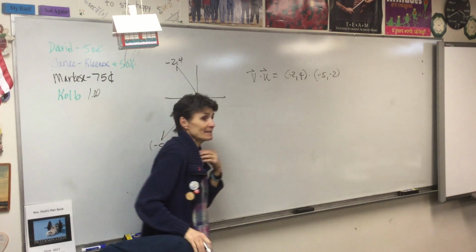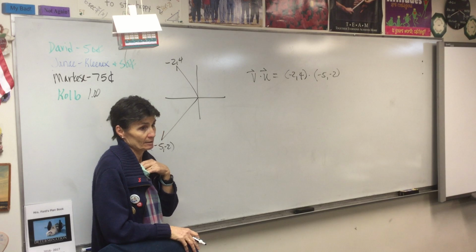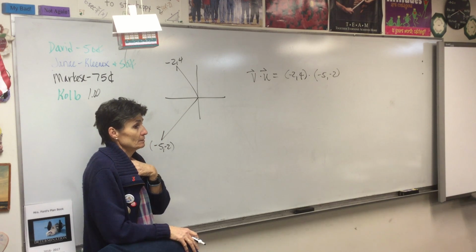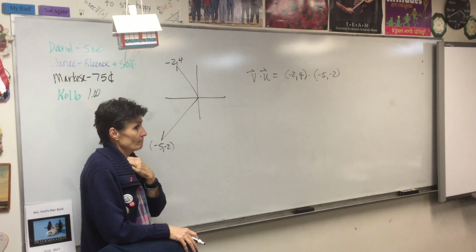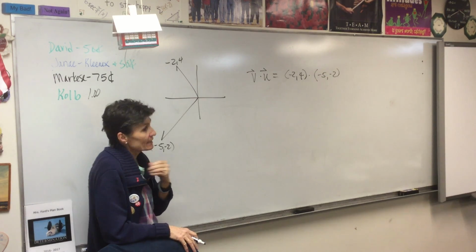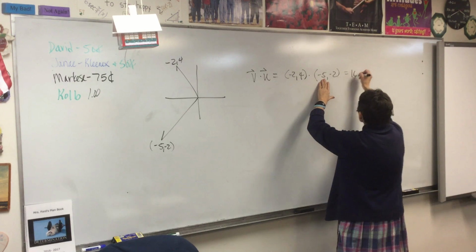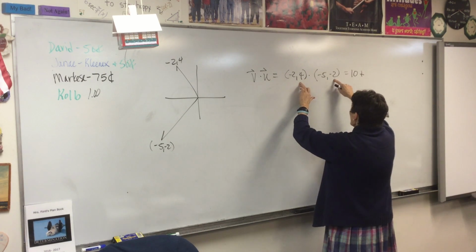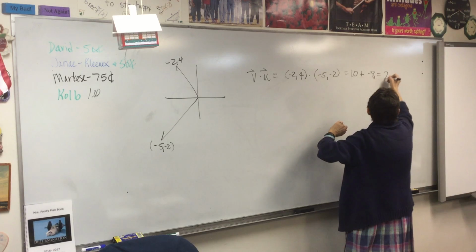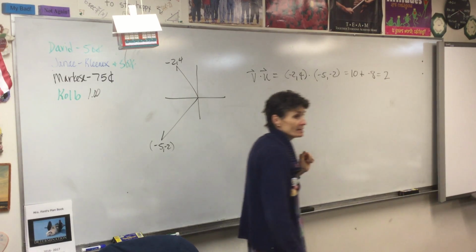Who remembers how to find a dot product? X times X, Y times Y. Exactly, and add them up. So X times X is 10. Y times Y is -8. So the dot product is 2.